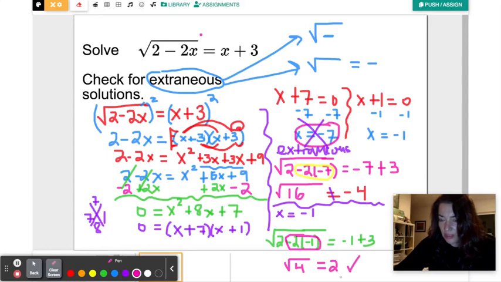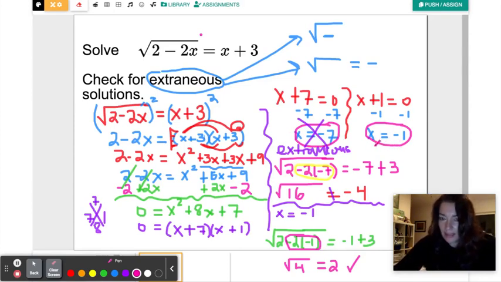So this is correct. So our only solution, therefore, is x equals negative 1, and x equals negative 7 is our extraneous solution. So we never use an extraneous solution as part of our solution. Therefore, you will only say that we have one solution, and that is x equals negative 1.